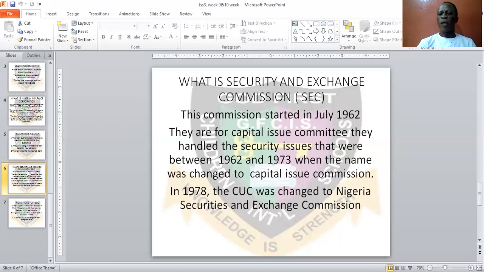Now, they oversee the development, operations and organizations in which investors involve themselves in the capital markets. The Commission is responsible for regulating the activities of securities and markets, with the objective of protecting investors, which is needed for economic growth and development.